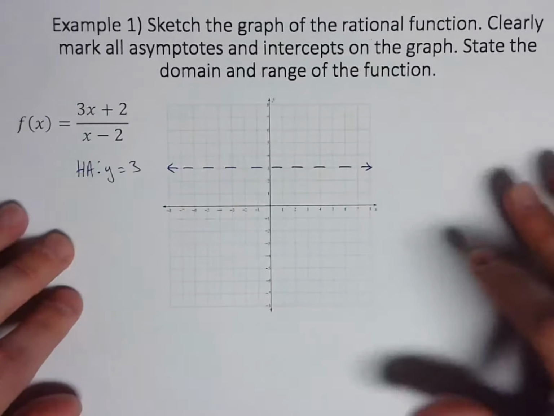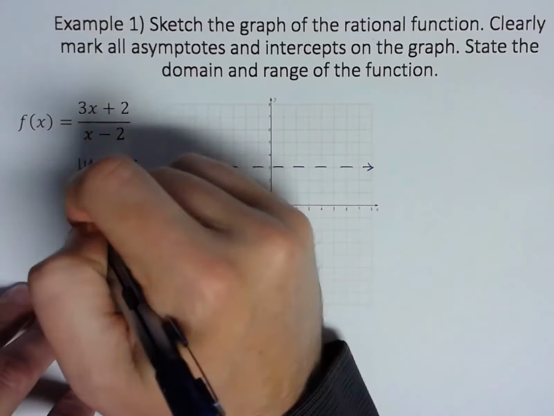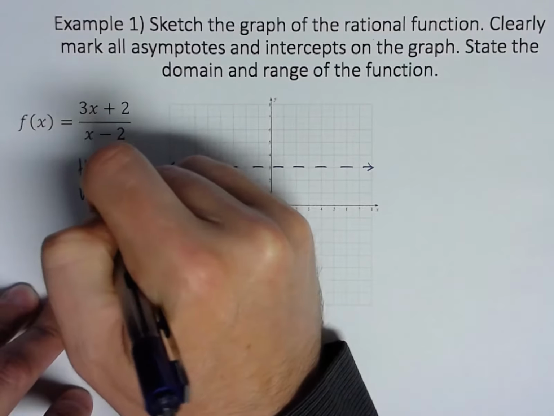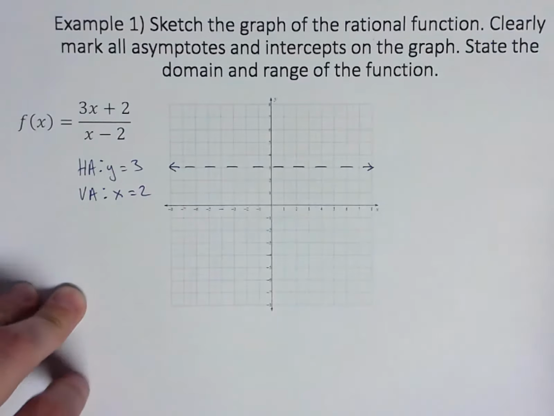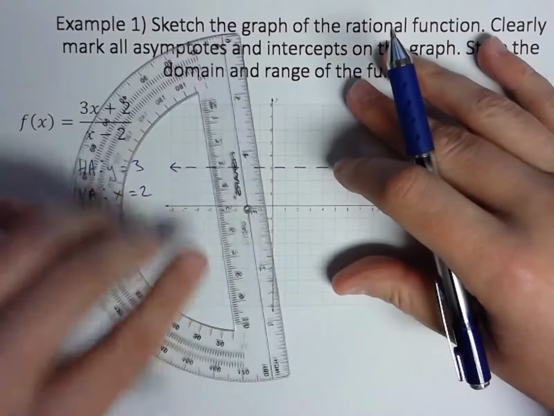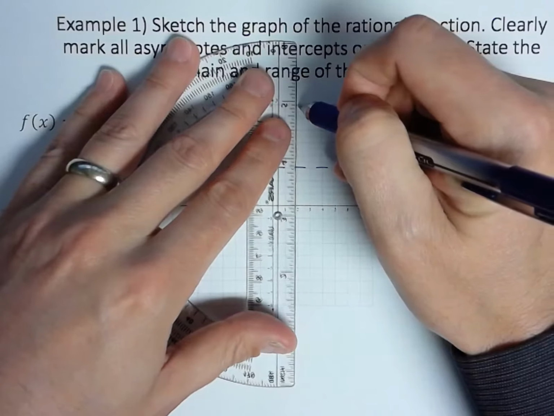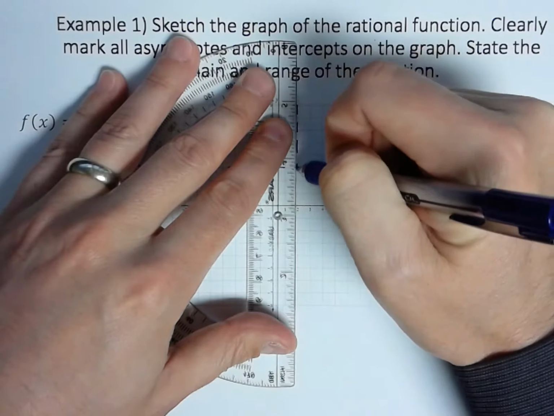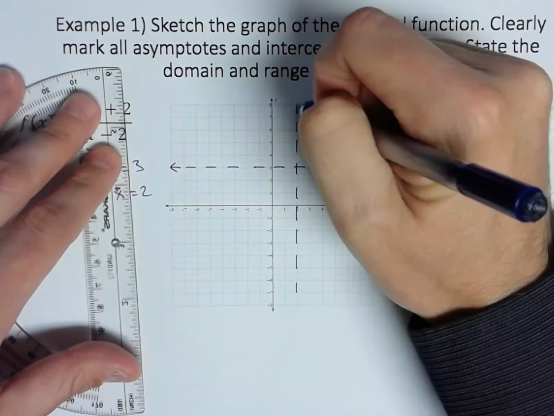Okay. How about vertical? Well, of course, vertical comes from the denominator, anywhere that it would equal 0. And so we've got a vertical at x equals 2, because if we plug 2 in there, our function would be undefined. So let's make that one over here, x equals 2. Again, same thing, just a dashed line there. Kind of mark that in so we can see it.